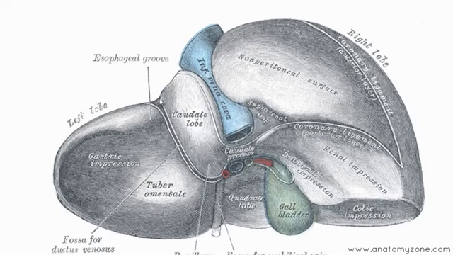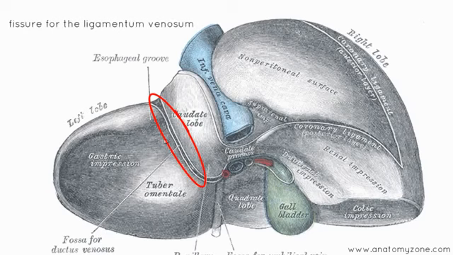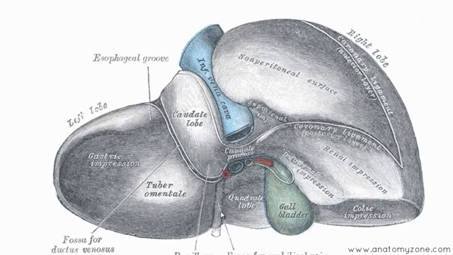And then you've got this fissure here, which is called the fissure for the ligamentum venosum. The ligamentum venosum is a fibrous remnant of the ductus venosus, and just below it, on the side of the quadrate lobe, you can see where the round ligament comes into the back of the liver. So remember I showed you the round ligament passing in the margin of the falciform ligament. It passes to the posterior surface and runs along here.